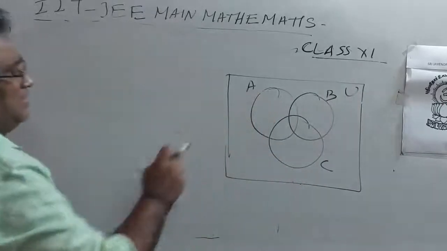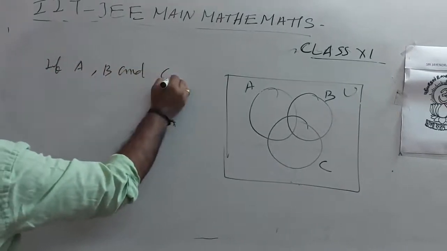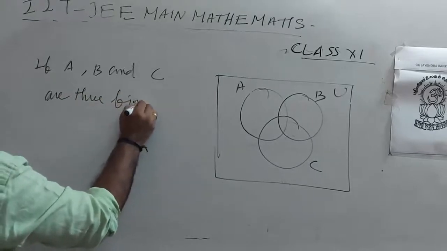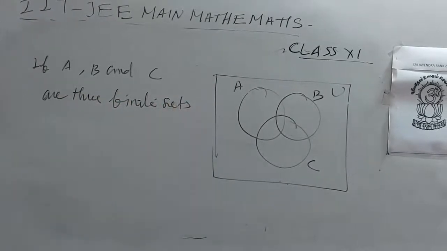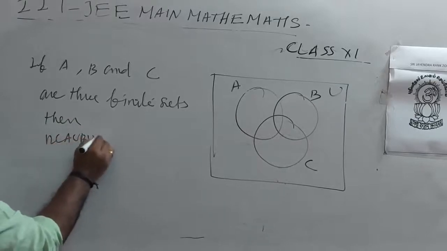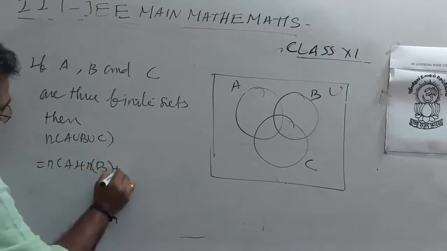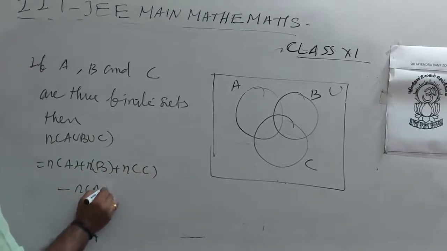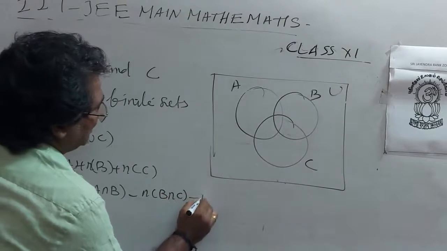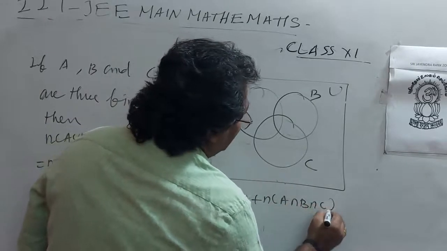So A, B and C are three sets in the universal set U. If A, B and C are three finite sets, then n of A union B union C equals n of A plus n of B plus n of C minus n of A intersection B minus n of B intersection C minus n of C intersection A plus n of A intersection B intersection C.